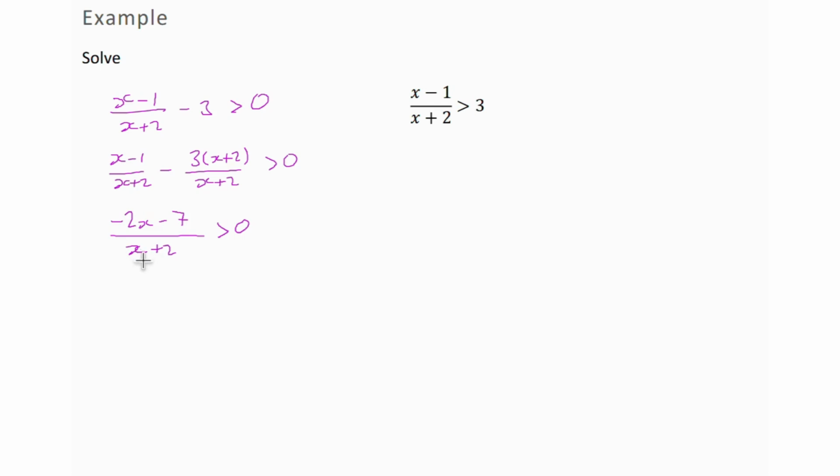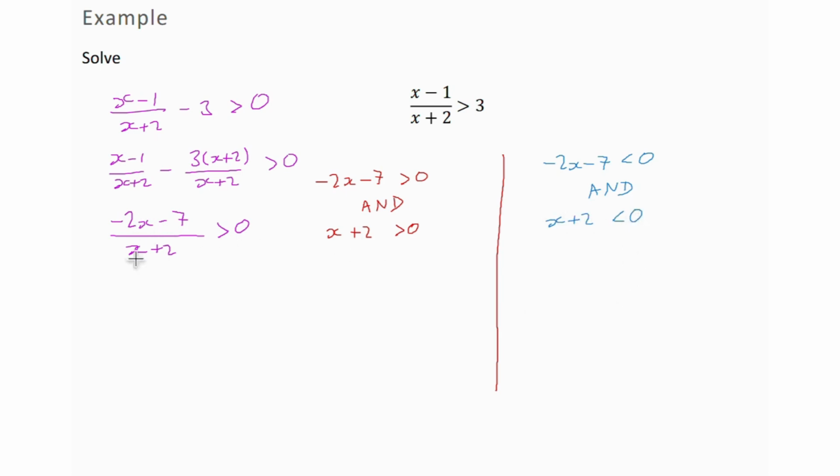Now, if this rational function is bigger than 0, there are two possible cases. I'll split them up: either minus 2x minus 7 is bigger than 0 and x plus 2 is bigger than 0, or the other case is minus 2x minus 7 is less than 0 and x plus 2 is less than 0. That is, for this fraction to be positive, either the top and the bottom are both positive, or the top and the bottom are both negative. So let's look at the case where they're both positive to start with.